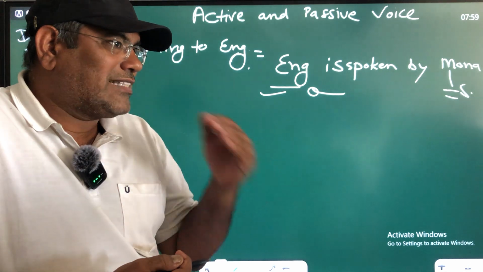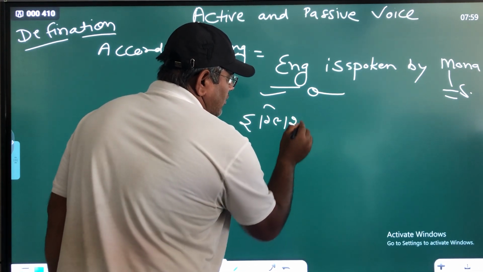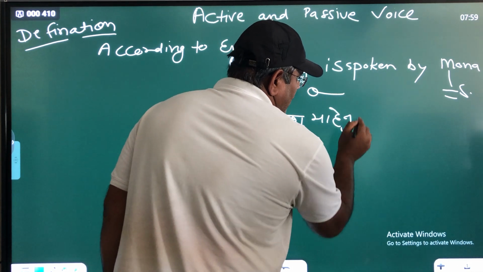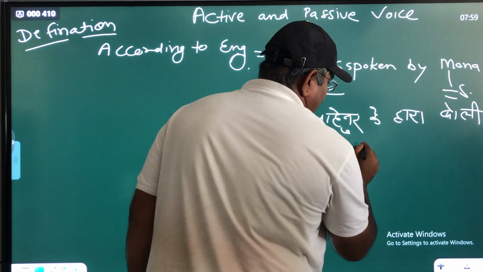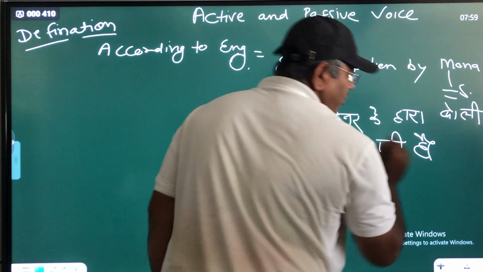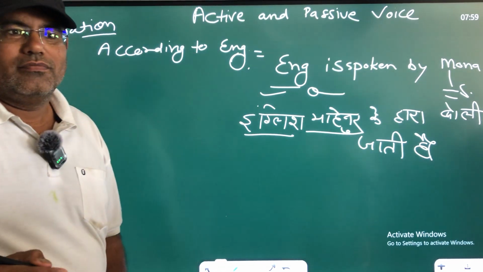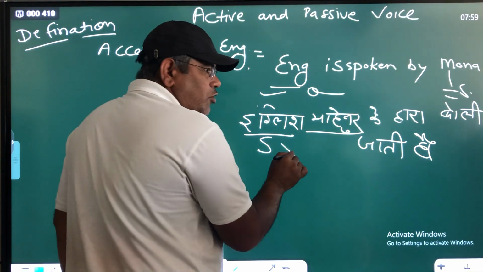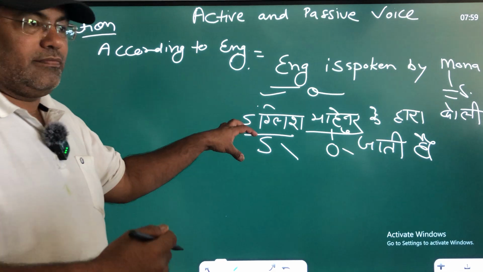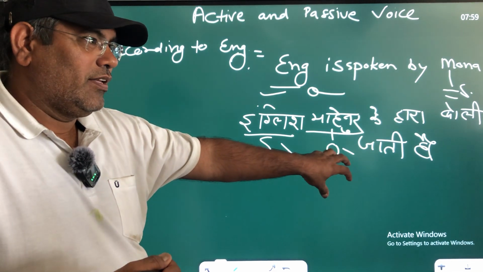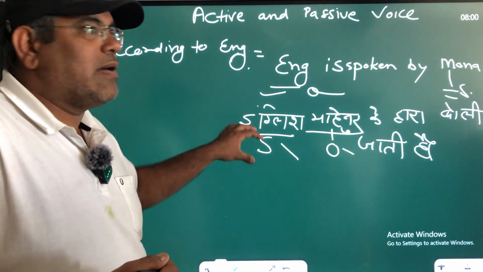Okay. Now I explain one example according to Hindi. For example, I say English Mahinur ke dwara boli jati hai. In this sentence, you can see that we are using English and Mahinur. English is the subject according to passive voice, and Mahinur is the object according to passive voice. You can see that we are focusing on English, we are not focusing on Mahinur. So when we focus on the object in the sentence and make it the subject, in that condition we can say this is the passive voice.